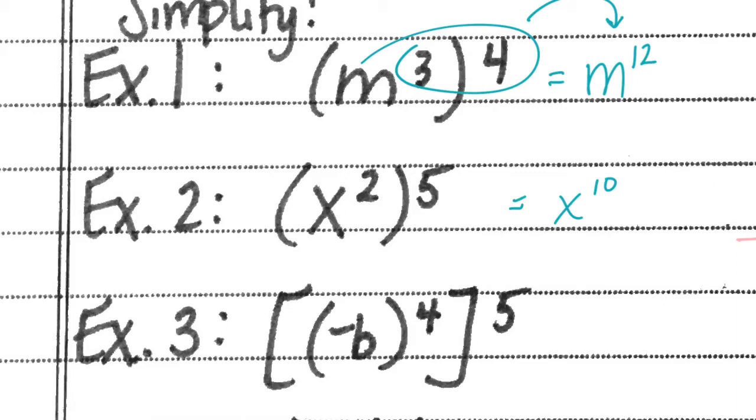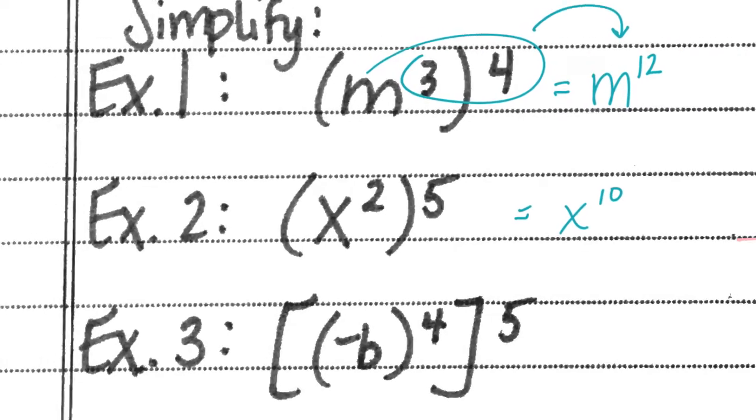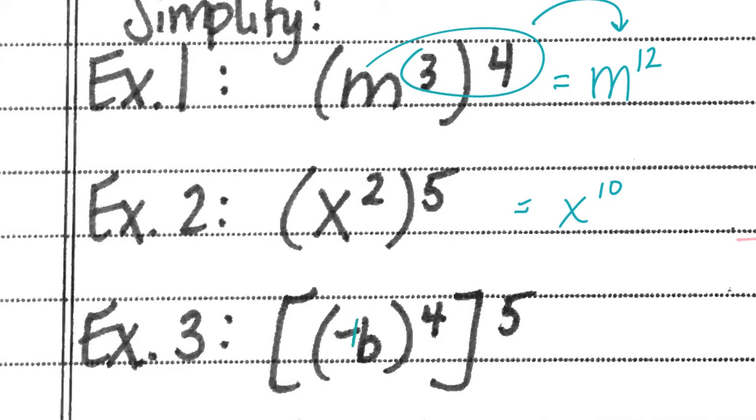What happens if I have negative b to the fourth power, all of that to the fifth power? Negative b to the fourth power, well, because this negative 1 is to the fourth power, I'm going to have a positive b to the fourth. All of that to the fifth power gives me b to the 20th.